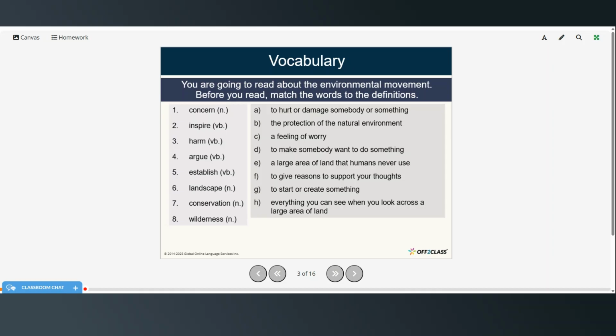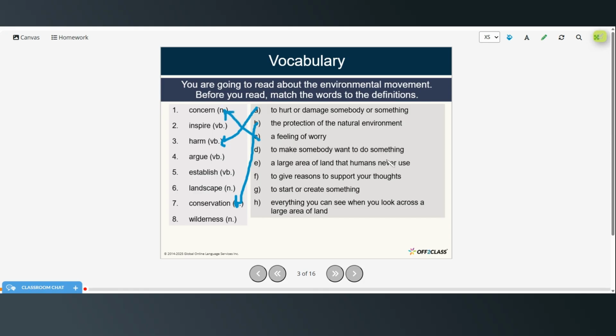So before you read, try and match the vocabulary words with their definitions. You can pause the video and try that on your own, and then restart when you're ready to continue. So to hurt or damage somebody or something, that would be number 3, to harm. The protection of the natural environment would be conservation, number 7. A feeling of worry is number 1, concern.